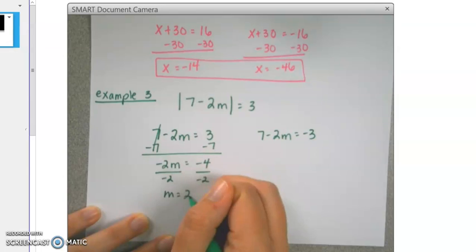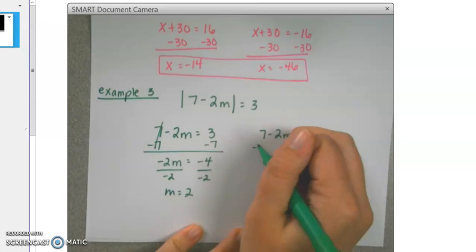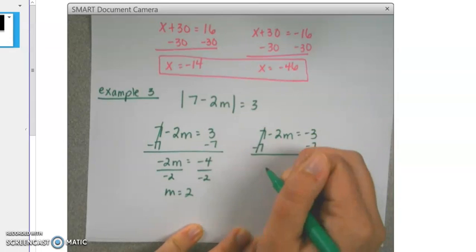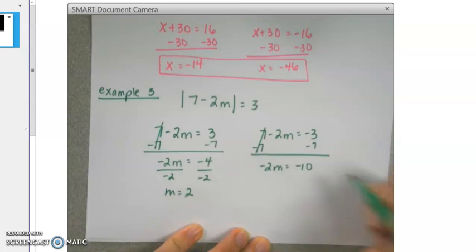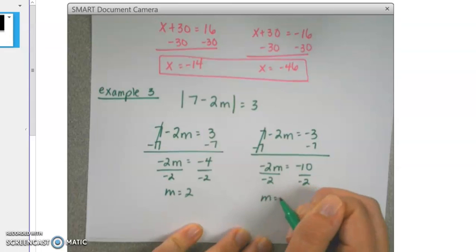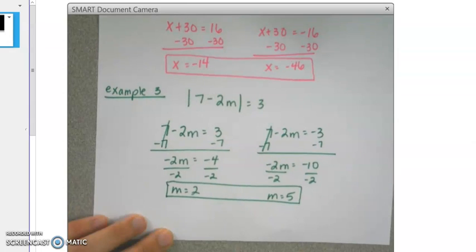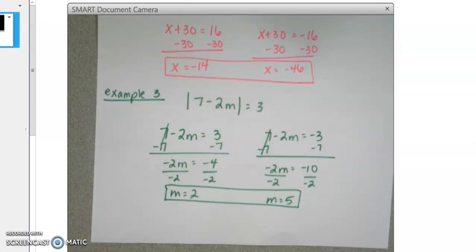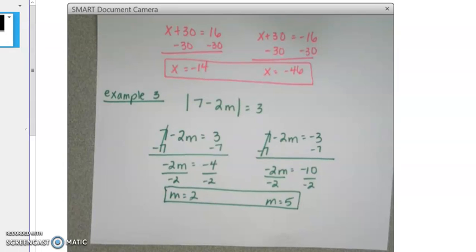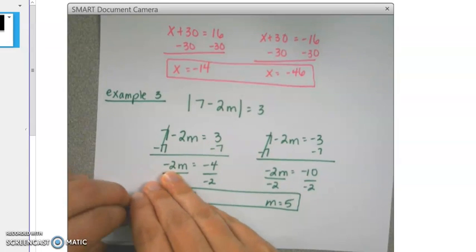So m would be positive 2 for one of the answers. And for this one, subtract 7 from both sides. And then divide by negative 2. So there are my two answers, 2 and 5. Like I said, guys, these are not hard, but I do want to give you a few examples. I do want to give you one more just so you can see what it looks like when you don't get whole numbers. If you feel comfortable with this by now, you're good. But if you would like to see one more where you don't get whole numbers, I will do one of those real quick.